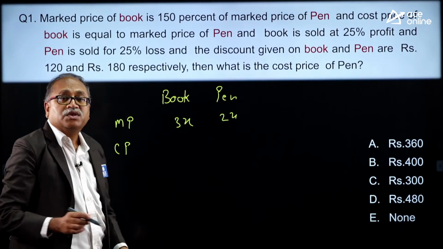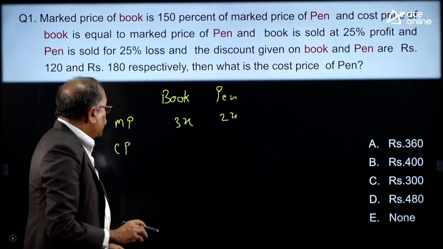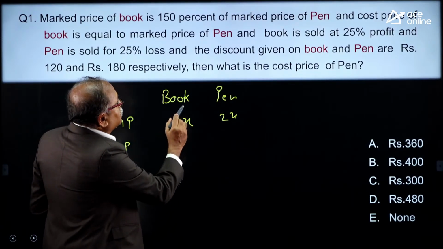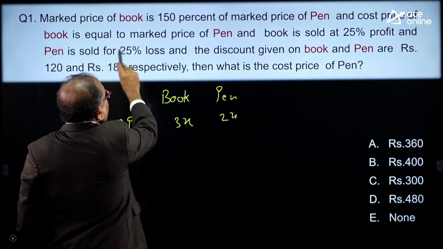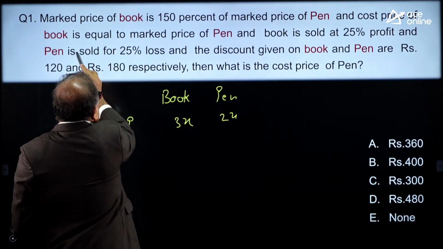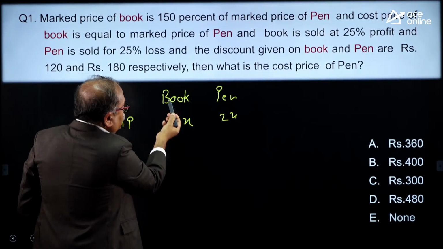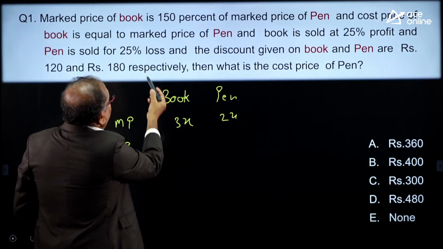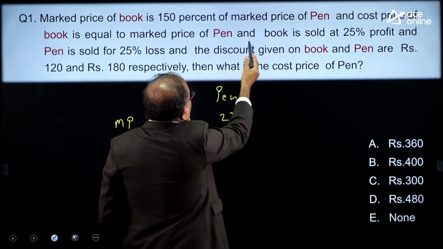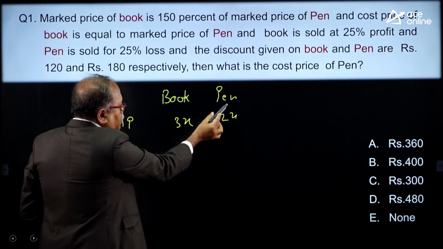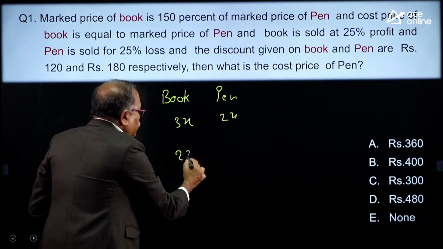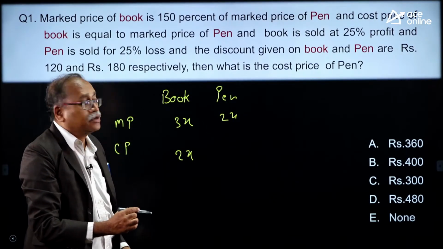So, we have the cost price, and what is that cost price connectivity? It is said that the cost price of the book is equal to the mark price of the pen. Can you see that the mark price of the pen is 2x, then the cost price will be 2x over here.